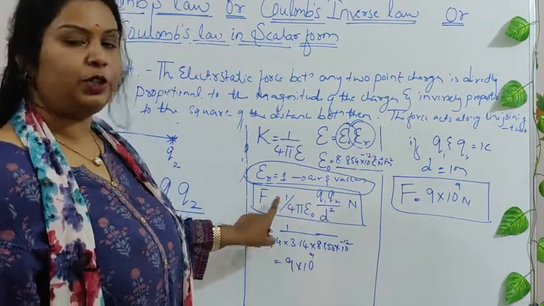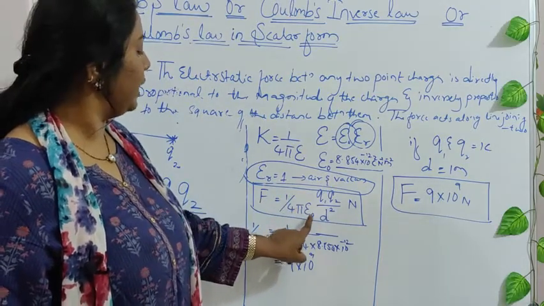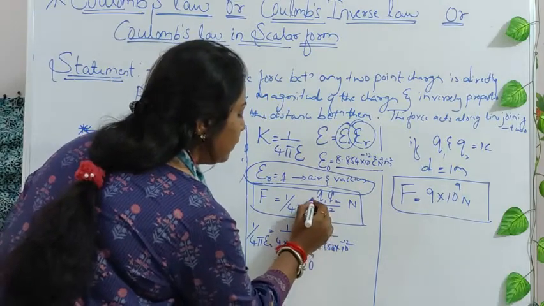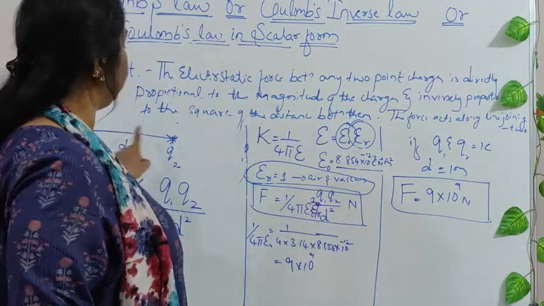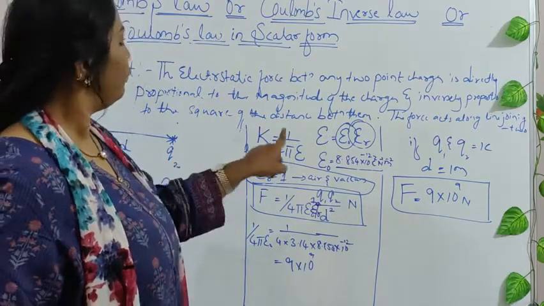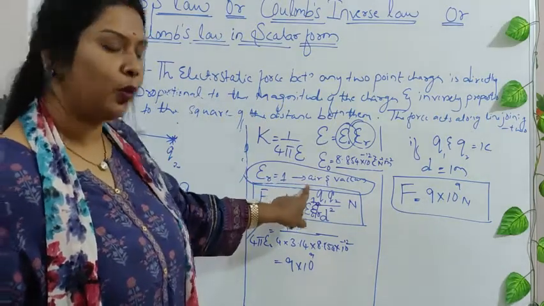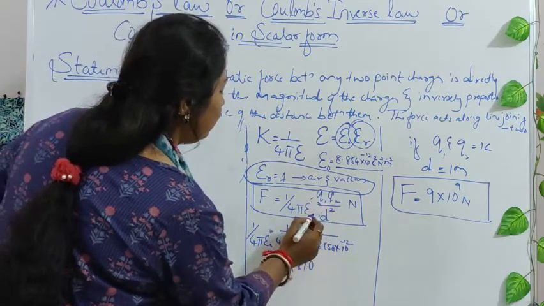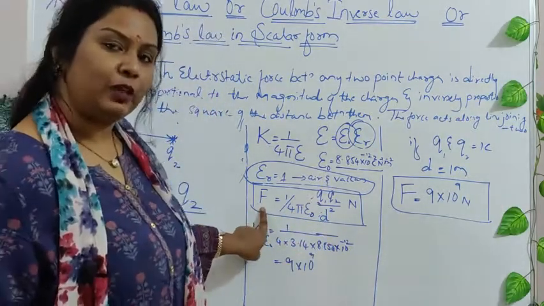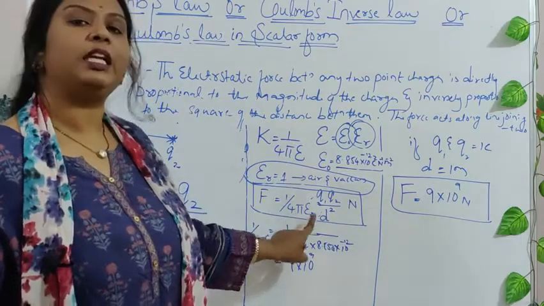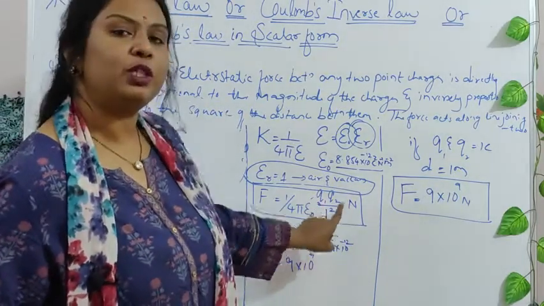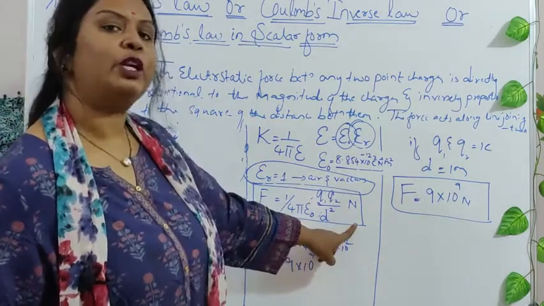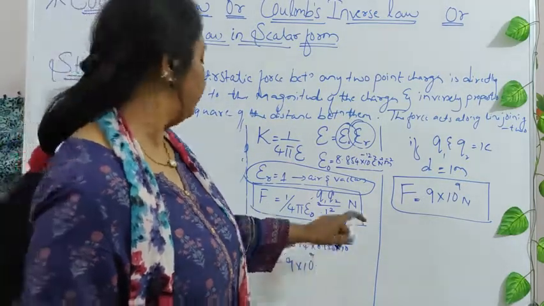Force will be equal to 1 divided by 4 pi epsilon, actually epsilon r, but this is 1, right? Why? Because we have kept the charges in air or a vacuum, for which the epsilon r value is equal to 1. So we only write epsilon naught. So the force will be equal to 1 divided by 4 pi epsilon naught, Q1 Q2 divided by d square. Now this is the force equation when two charges are kept in air.